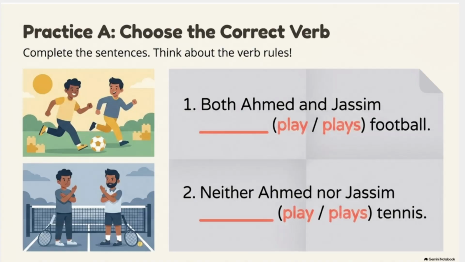Now let's look at sentence number 2. Neither Ahmed nor Jassim, blank, tennis. The choices are play or plays. This time, we have neither nor. Ahmed and Jassim are both singular nouns, and the closest subject is Jassim.